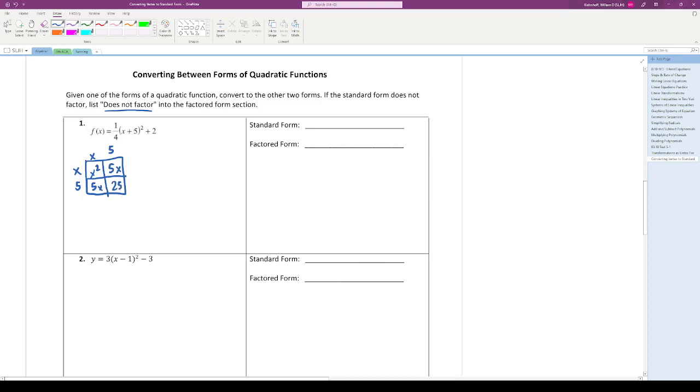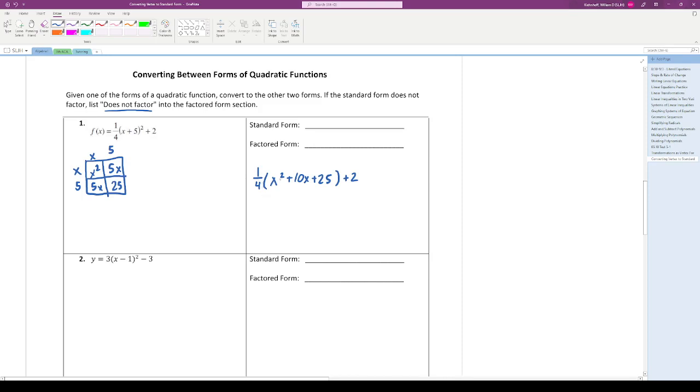So we have this as our trinomial. That goes in place of this right here. We still have to multiply all of those things by 1/4 though. So I'm going to put that over here. We have 1/4, and then our trinomial is x squared plus 10x plus 25, and then we have a plus 2 on the end of that.